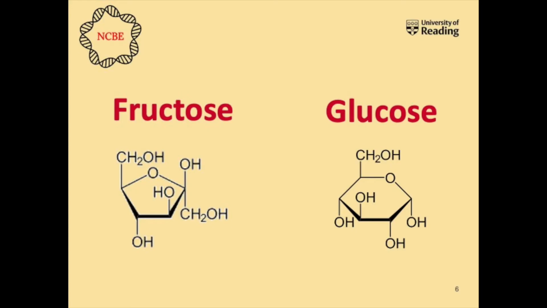So the first one we're going to talk about are the monosaccharides, the basic units of carbohydrates. Monosaccharides are made up of one sugar molecule, and that could be, for example, fructose, which is found in fruit like apples, or it could be glucose, which you've probably heard about due to your blood glucose levels, and that's found in lots of things like cakes and biscuits, but also in products like honey. Mono means one, so they're made up of one sugar molecule.